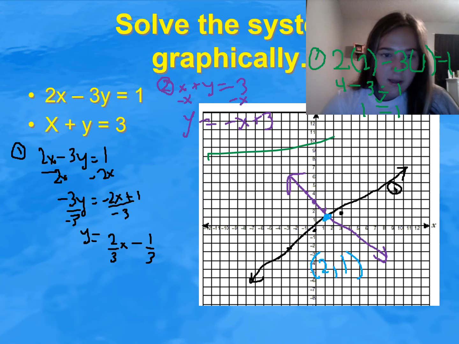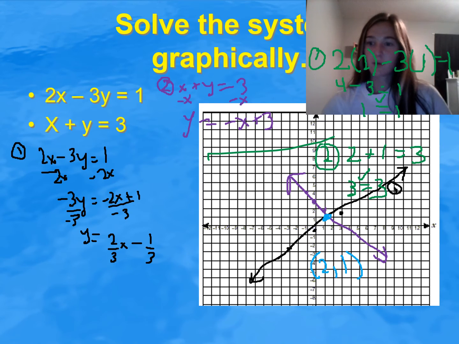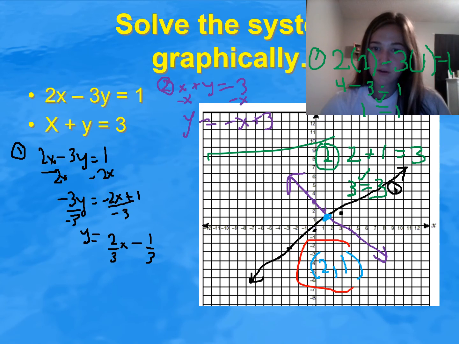Okay, and let's check equation 2. X, which is 2, plus y, which is 1, equals 3. Oh my goodness, miracle. 3 equals 3. So, winner, our solution is (2, 1).